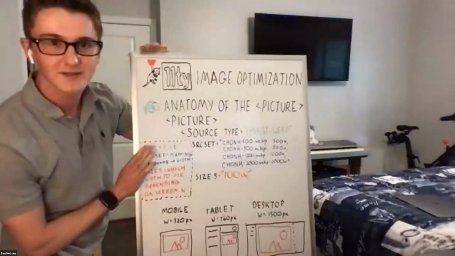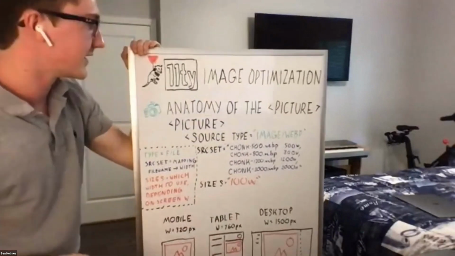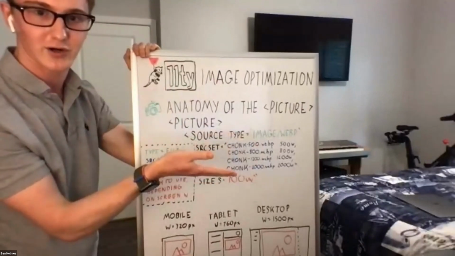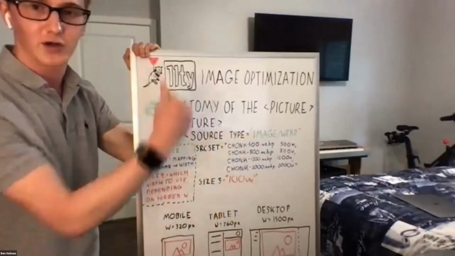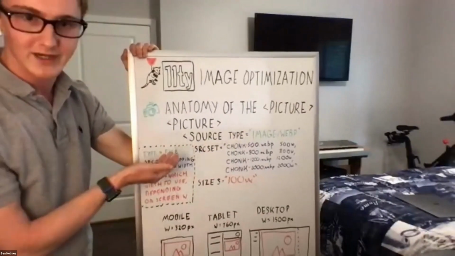But anyways, this is an anatomy of how a picture element actually works. So this is the element that Eleventy is going to insert for you. If you pass it an image URL, it will spit out a picture element with all of the formats and sizes generated for you. A picture element has a few attributes.